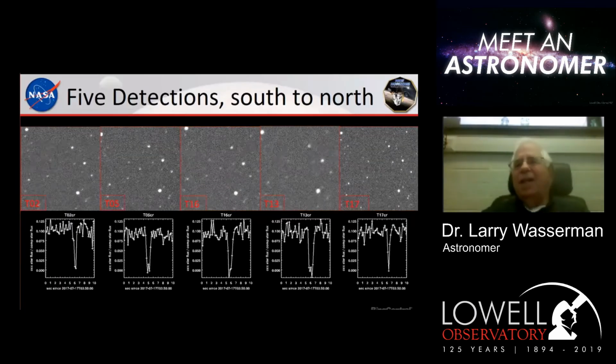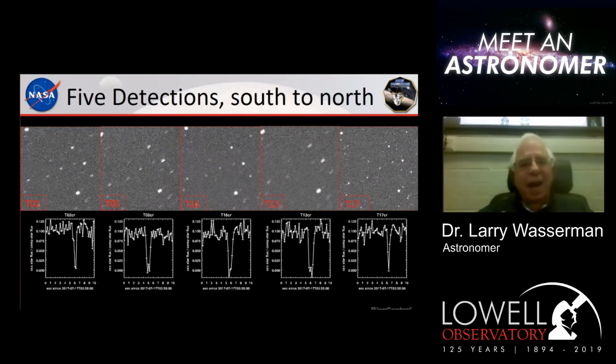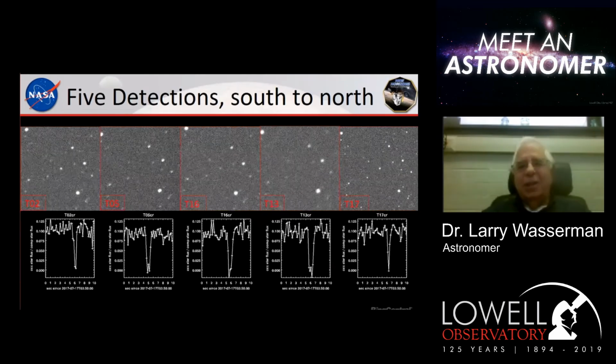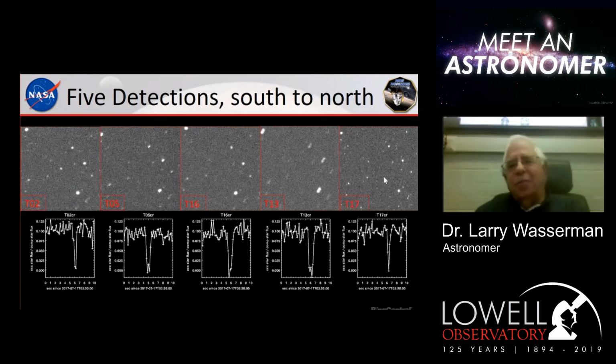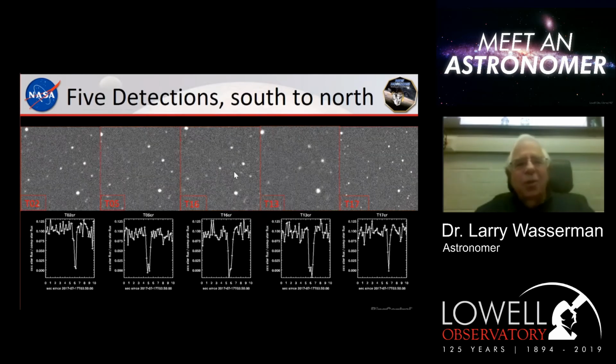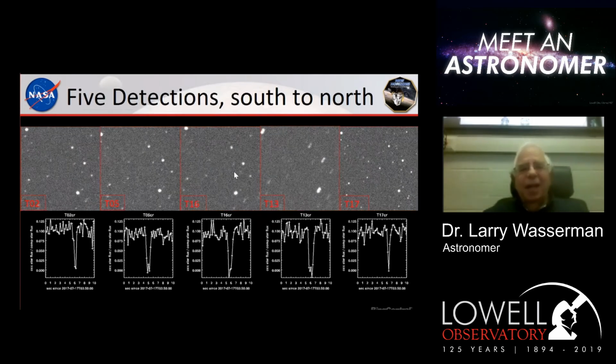Here are 5 detections from south to north, and they're live. So you can watch each one independently. There's the first one, there's the second one, there's the third one, there's the fourth one, there's the fifth one. So you can actually see what happens in an occultation.